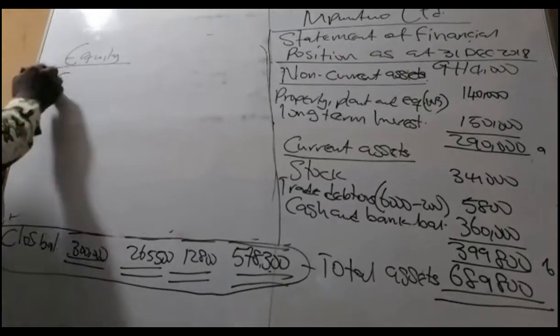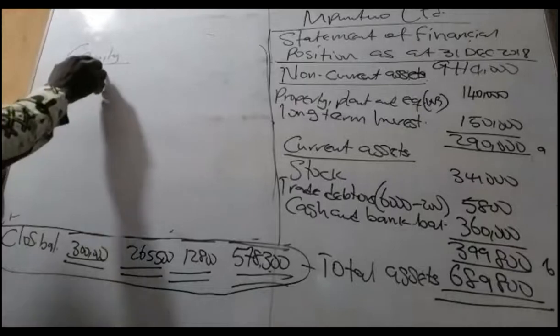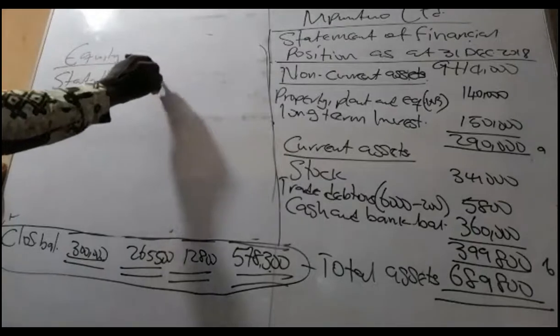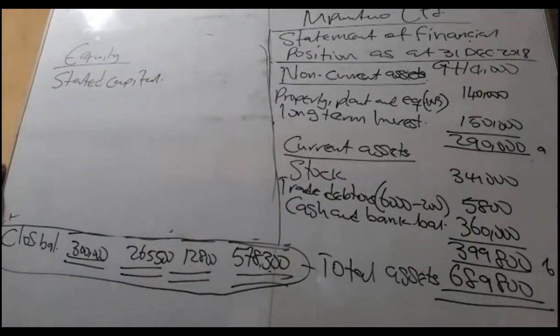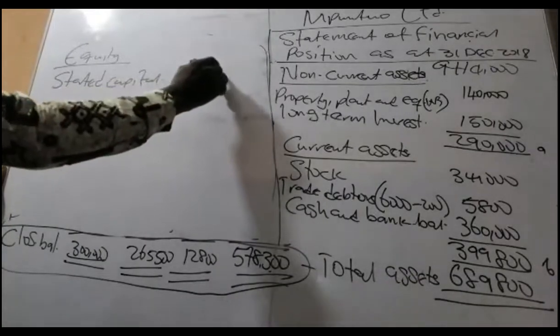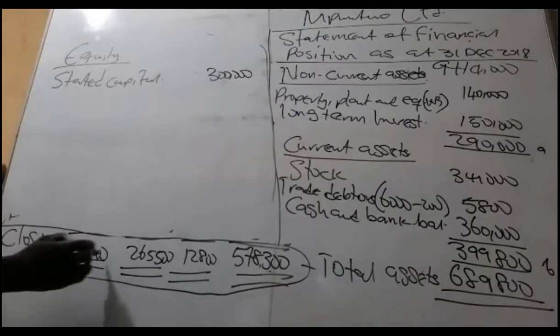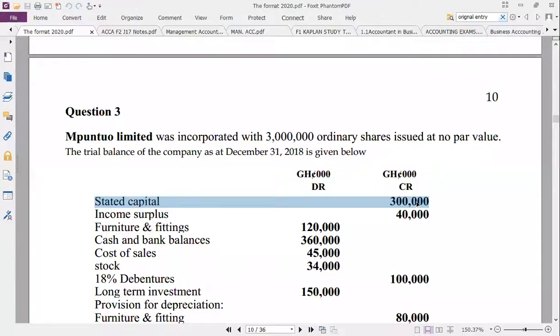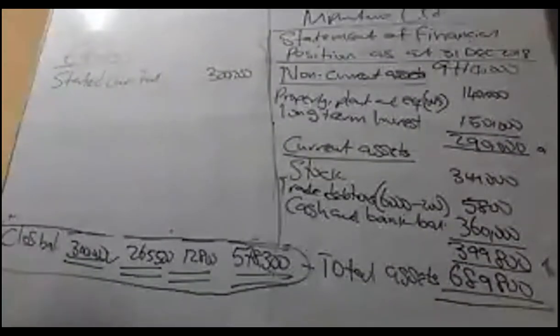They are stated capital, stated capital contribution, in fact it was 300,000. So we got 300,000 for this figure. But if you have not prepared the changes in equity, don't need to worry. Go to the question and pick it from the question. So you go to the question, it's 300,000 here, then you pick it. But if you have prepared the changes in equity, just pick it from here.